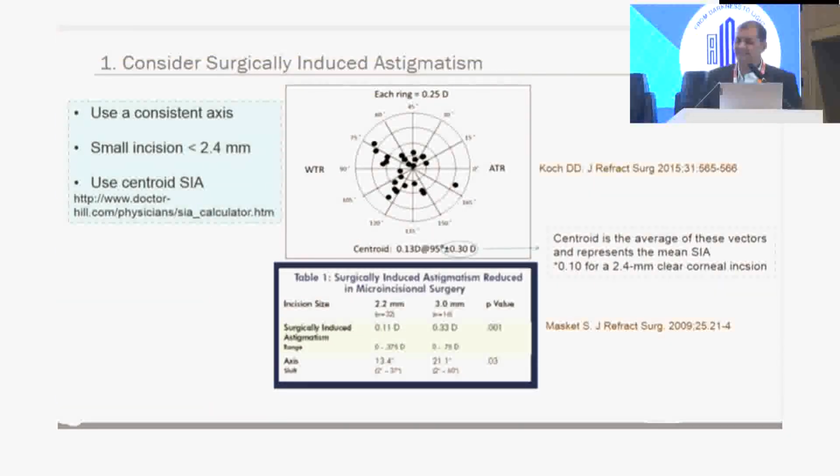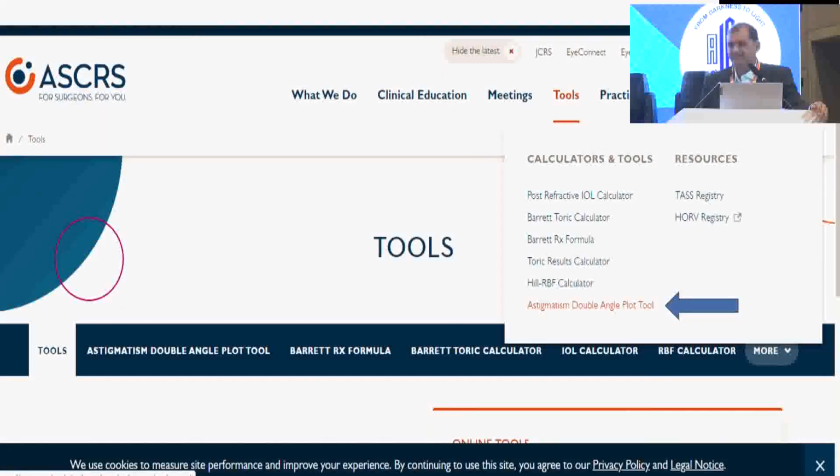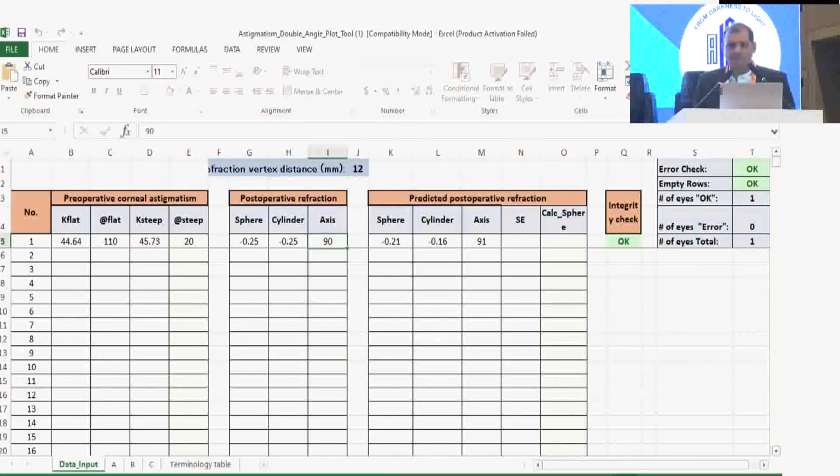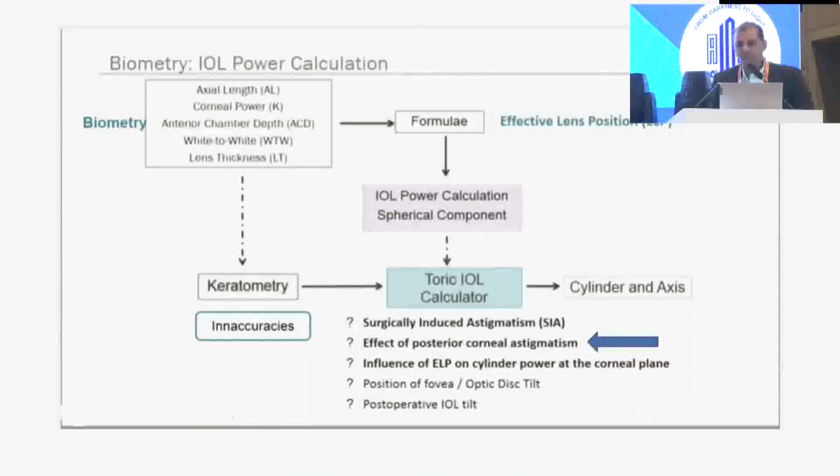So the centroid is an average of these vectors that represents the mean SIA value. And 0.01 is considered for a 2.4 millimeter clear corneal incision. For 2.8, Dr. Douglas Koch says it is 0.12 or 0.13. But if you want to get your own SIA centroid value, you can go to the ASCRS website, where an estimation double angle plot is available. You can put in your data and get your centroid value. The second component is the effect of posterior corneal astigmatism.